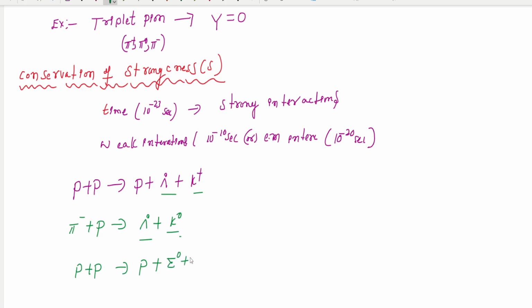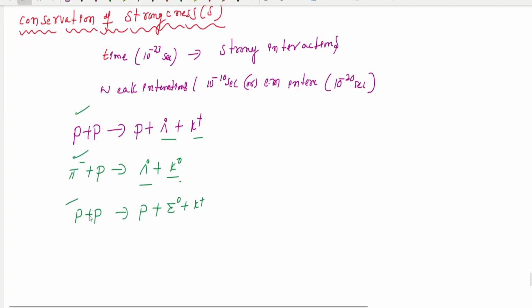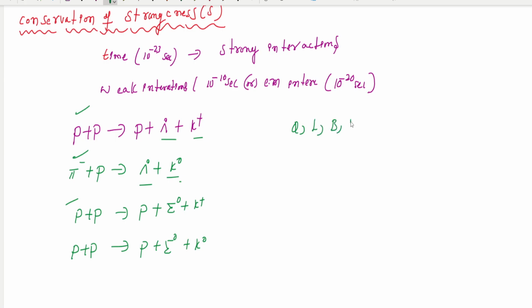I don't know whether these are correct or not. I didn't check, I just took it from the textbook, whether their conservation laws are correct or not. You can go and check all these examples: the charge, lepton number, baryon number, isospin number, I3 number, hyperon number.